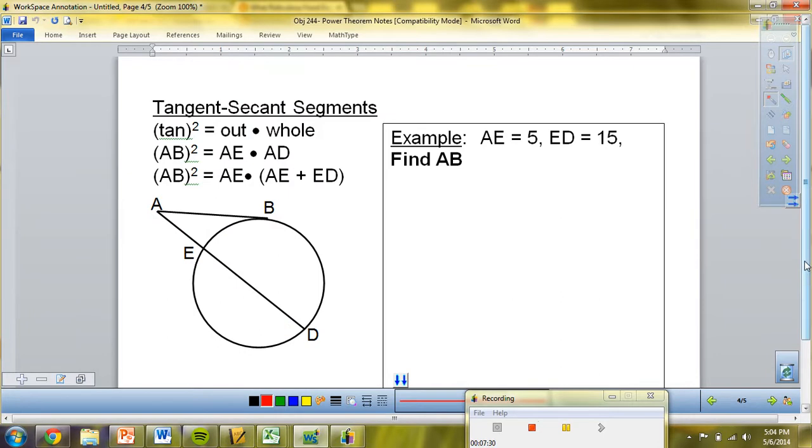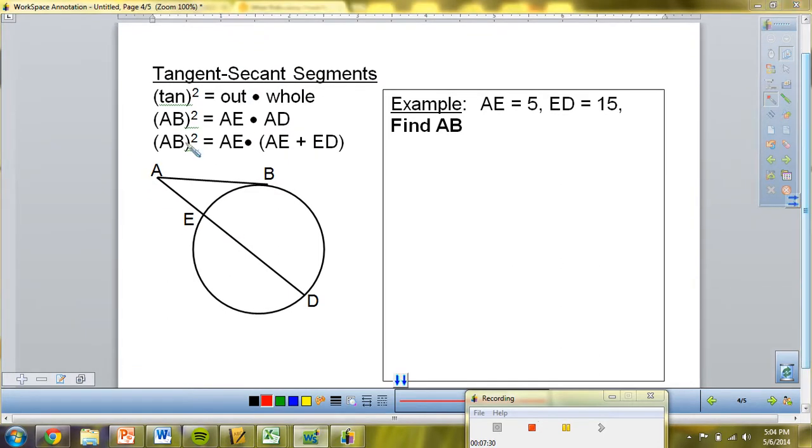Alright, so the third example we have is very similar, and they actually kind of confuse us by making the formula look different, but it's really the exact same thing as the last example. When we see that we have a vertex on the outside of the circle, no matter whether it's tangent secant or secant secant, if it's outside of the circle, we use the same formula. So it is still going to be outside times whole equal to outside times whole, just like the last example.